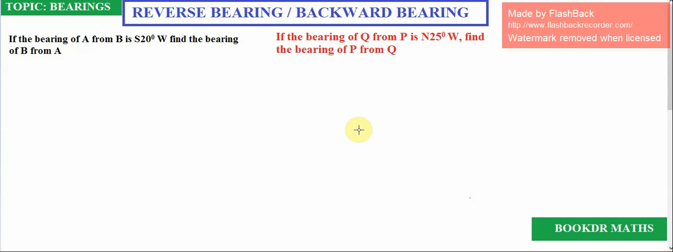We are going to look at how to find the reverse form of a compass bearing. There are two questions on the screen. The first, on the left, written in black: if the bearing of A from B is south 20 degrees west, find the bearing of B from A. And this one is: if the bearing of Q from P is north 25 degrees west, find the bearing of P from Q. Let's tackle the first one.